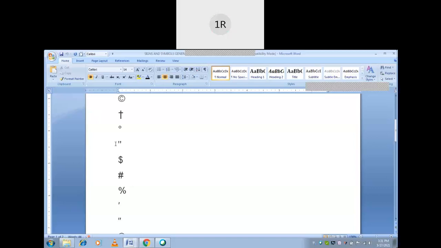Next, ditto, which looks like inverted commas. Ditto means the same as whatever is written above, the same thing will be applicable down. Next is the dollar.